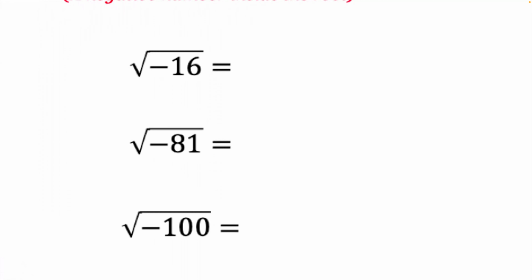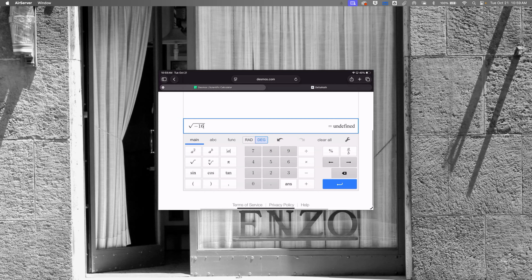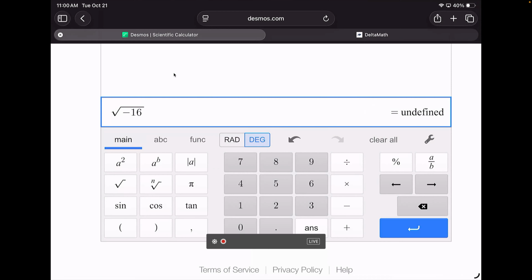We don't know, right? So if we don't know, let's go to our calculator. That's what we usually do, right? We always say, if I don't know the answer, let me go to my calculator. So I put in the square root of negative 16 and it says undefined. Undefined means I don't know. Error sometimes it says. Because it's not a real number. There's not a real number that if I multiply by itself will make negative 16.